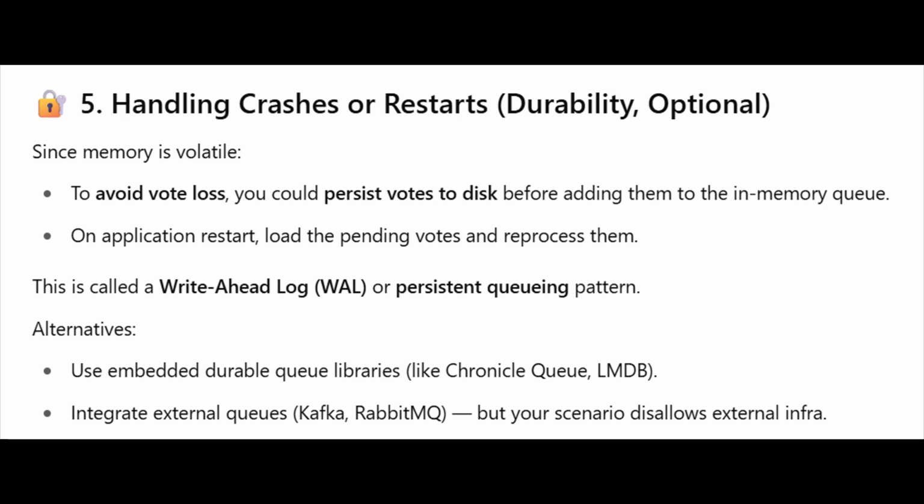5. Handling crashes or restarts. Durability, optional. Since memory is volatile, to avoid vote loss, you could persist votes to disk before adding them to the in-memory queue. On application restart, load the pending votes and reprocess them. This is called a write-ahead log, WAL, or persistent queuing pattern.